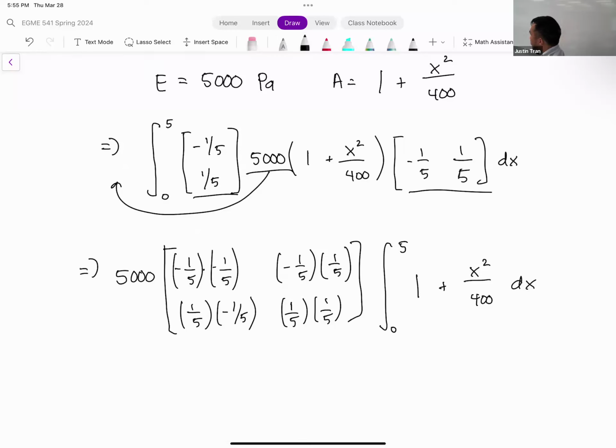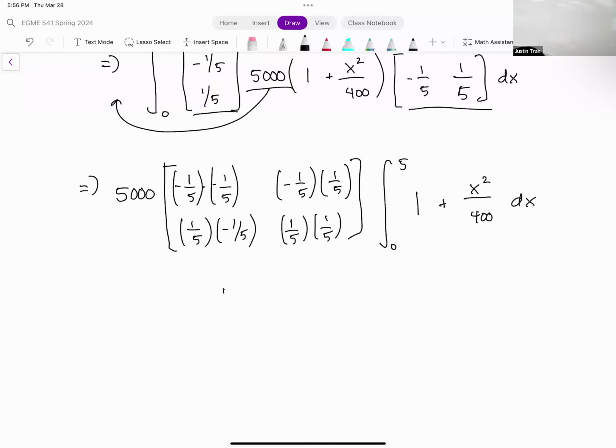All right, so we have some arithmetic to do. On the matrix, we have a bunch of 1/5 times 1/5, and so that's going to be 1/25. Let's go ahead and multiply the 5,000 by that. Every term in that matrix is going to be 1/25, either positive or negative. The diagonal terms are positive and the off-diagonal terms are negative. The 5,000 multiplies every single entry in that matrix. So 5,000 divided by 25 is 200. And so on the outside there, we have 200, minus 200, minus 200, 200.